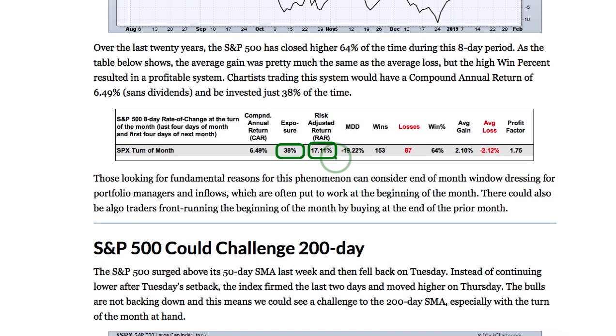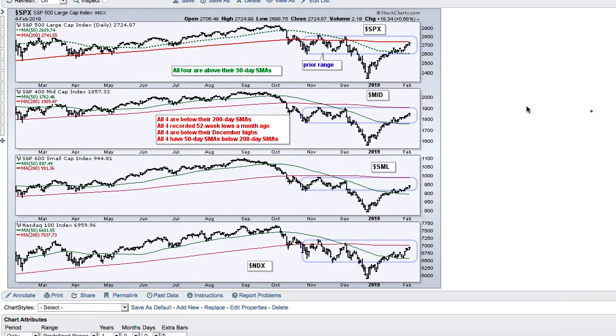And so now that we're ending this turn of the month period, which will be on Wednesday, then we could see a pullback in the market. So you can see that when this article was penned in the latter part of January, we've had a little run up to that 200-day in the S&P 500. And so we're kind of in this no man's land, I would call it.